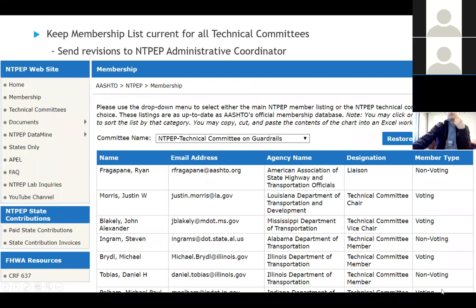If you're interested in accessing that, right after this call, going onto NTPEP.org will get you there. On the left-hand side, there's a membership link, and in the center you'll see a drop down. This is the guardrail committee, but you can also access the 20-some other technical committees. If somebody resigned or retired from a position, either within your agency or at a manufacturer, the same goes for you, because we have all of our industry representatives listed on these pages as well.